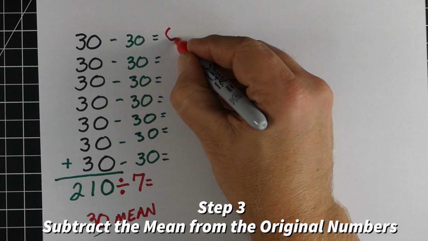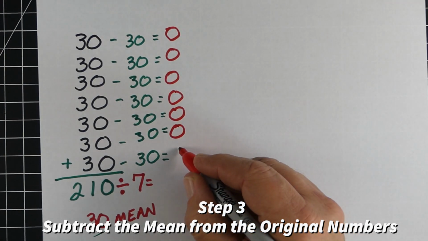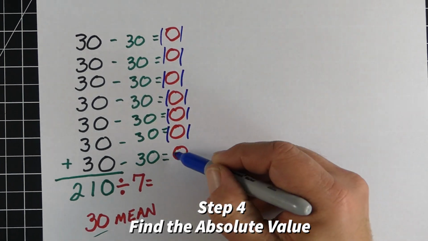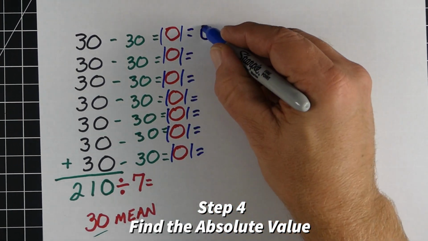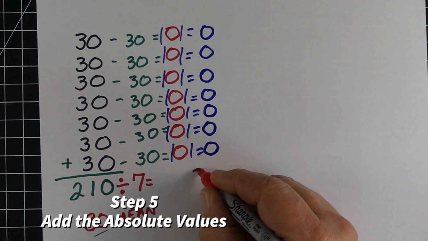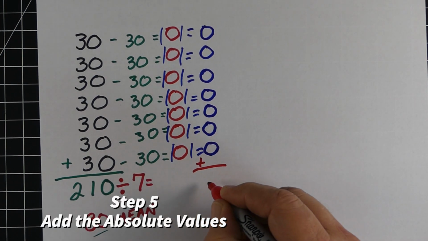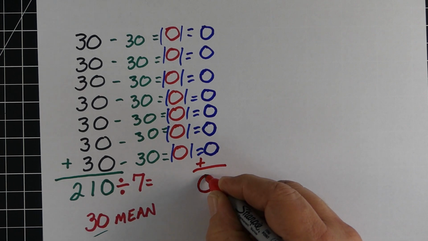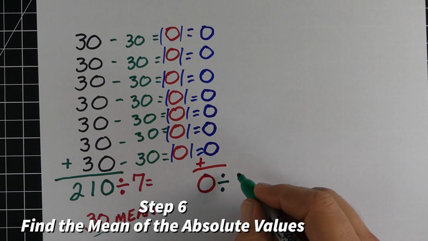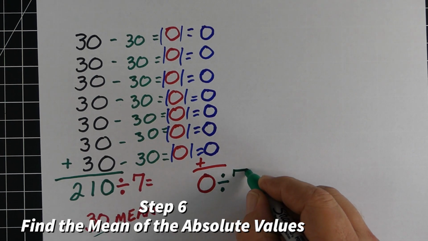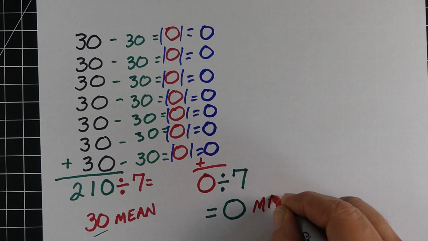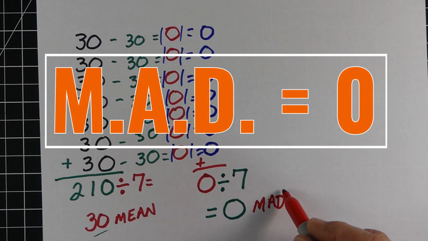Subtract the mean. In this case, every single number is a 0. The next step is to find the absolute values. Well, the absolute value of 0 is going to be 0. There's no distance between 0 and 0. We then add up all these numbers. Well, this should be pretty easy. 0 plus 0 and so on is going to equal 0. Take the 0, divide it by 7 because that's how many numbers there are, and you get 0. So the mean absolute deviation is 0.